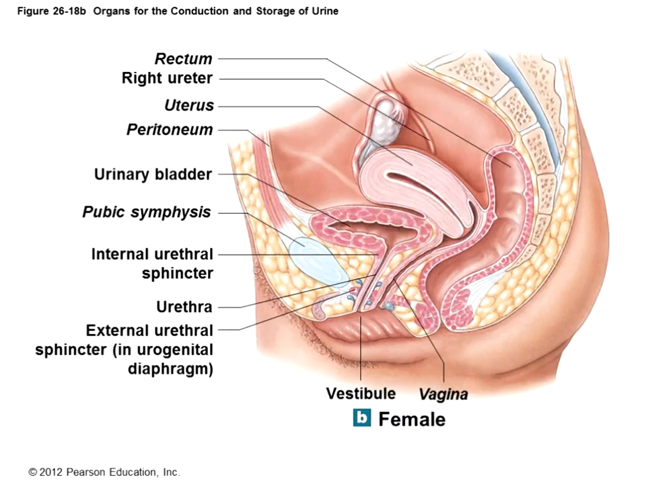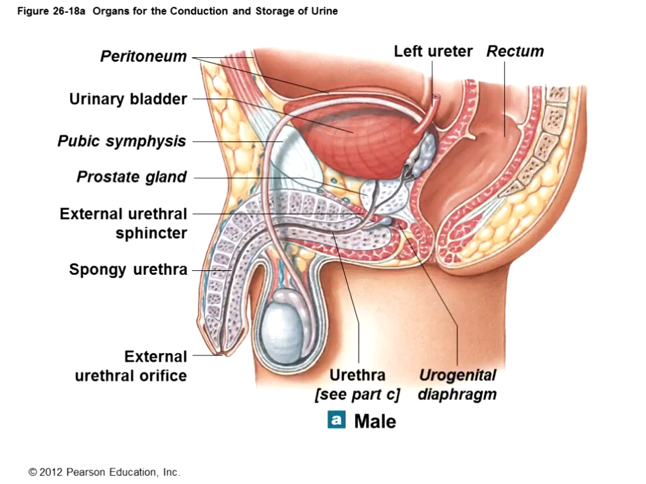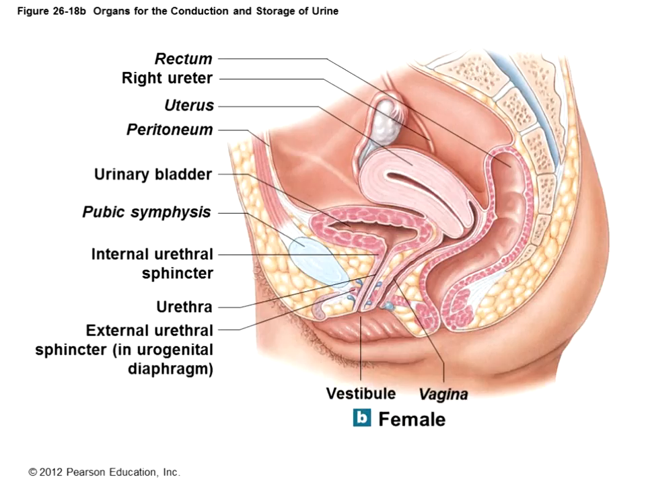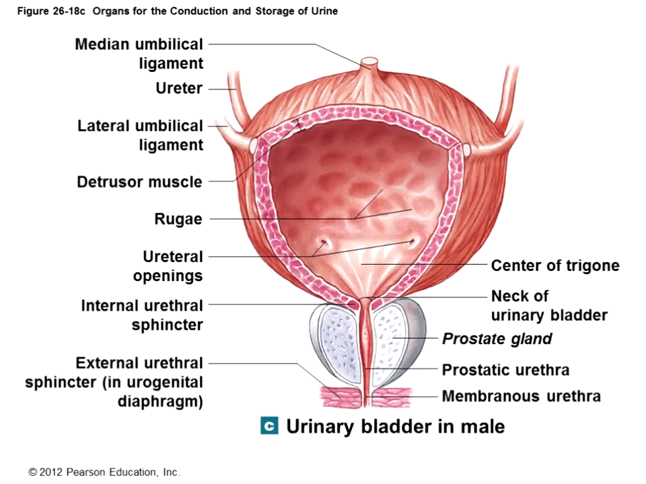The female bladder sits right below the uterus. Also, a big difference between male and female is the length of the urethra. The male urethra is much longer because the penis is much longer than the female urethra. That's why it's very common for women to have UTIs, urinary tract infections, or bladder infections, because it's a much shorter avenue, and it's easier for bacteria to work its way up into the bladder.